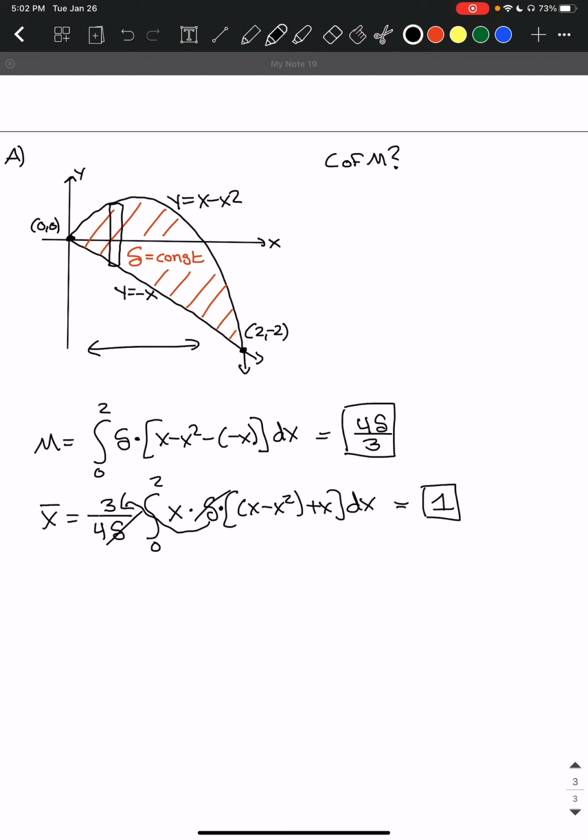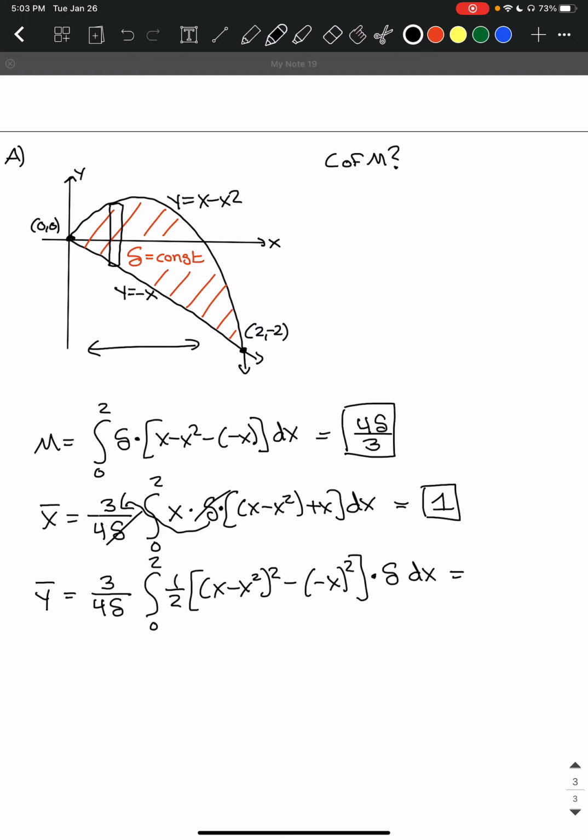If you do this integral out, it's just a parabola. I got 1. And then y bar is slightly more complicated. But again, we have 3 over 4 delta from 0 to 2. I have 1/2, and then it's the top function squared, x minus x squared, squared, minus the bottom function squared, minus x squared, times delta dx. I forgot the delta in there, force of habit, sorry. Again, that delta is constant, it goes away, so we don't care about it. And if you do this integral out, I got minus 3/5.